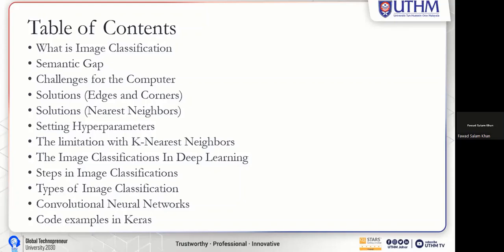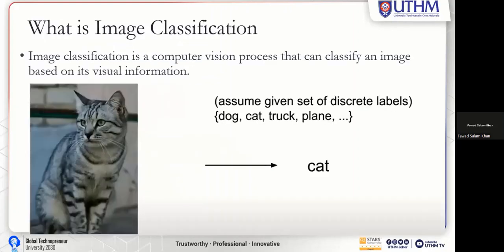Then I'll go directly to the deep learning side, how image classification can be performed in deep learning. Then what are the steps in image classification, types of image classification, then convolutional neural networks, and the code in Keras. So to start with, I'm just going with the definition here.